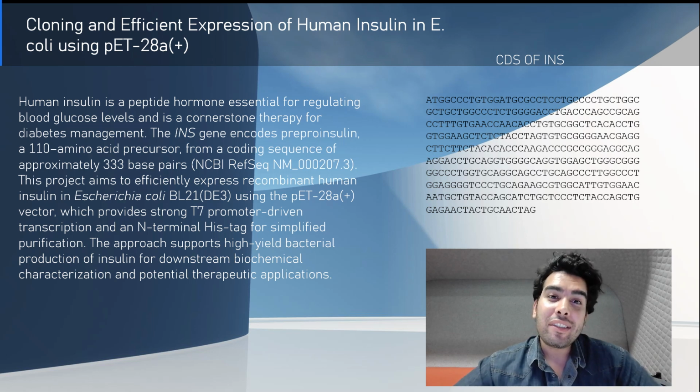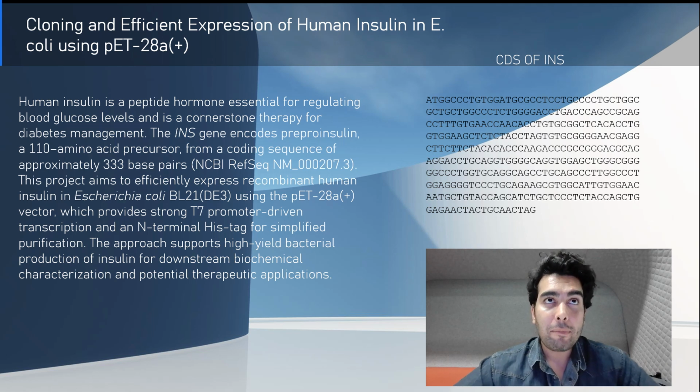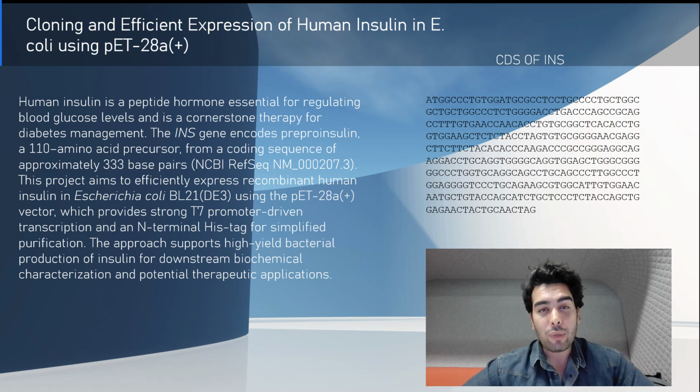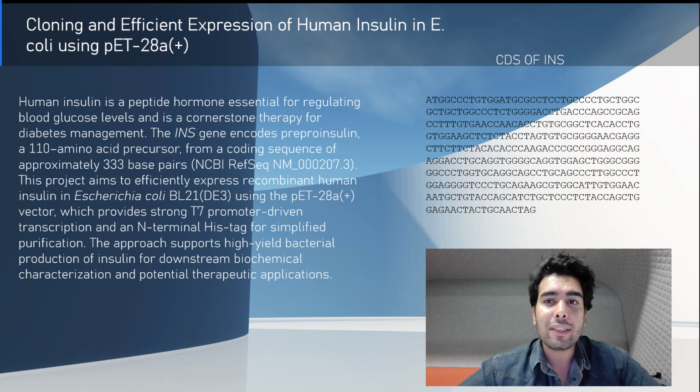I'm Irfan, and today I'll present my project on cloning and efficient expression of human insulin in E. coli using the pET28a plus vector. So the aim is to produce insulin efficiently in a bacterial system, so it could be easily purified using the N-terminal His-tag in the vector.